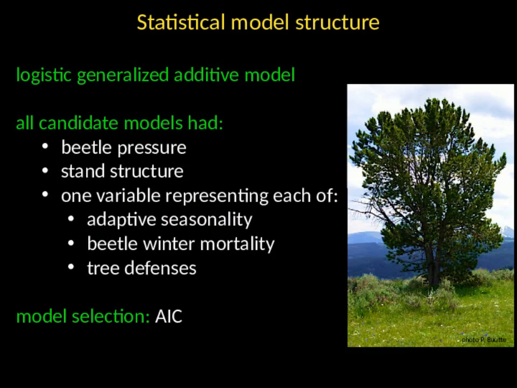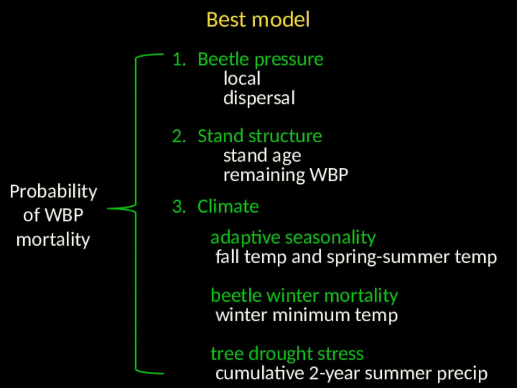And so all the models had these representations of beetle pressure, stand structure, and the climate variables that I described, representing those processes. And then we used a model selection process to determine the model that fit the data the best. And this was, again, across the range of whitebark pine in the western US. So these are the variables that we retained.